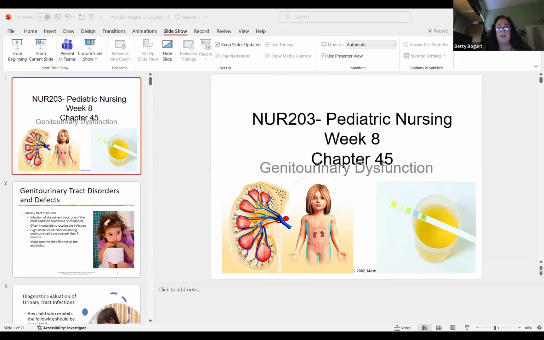Now, one of the things that we need to remember to teach is to make sure if this child has a urinary tract infection, just because the symptoms go away, they shouldn't stop. They need to continue and finish it. Also, many of them want a follow-up urine. So when do we start looking?